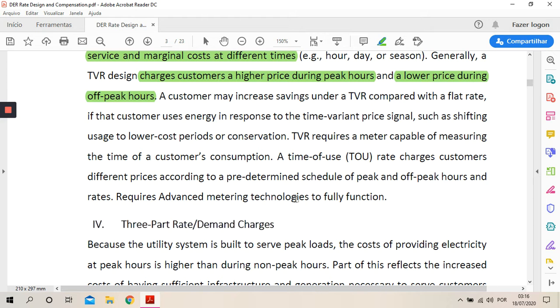A time of use rate charges customers different prices according to a predetermined schedule of peak and off-peak hours and rates. It requires advanced metering technologies to fully function. Okay, this is what I want to speak with you about, a time of use rate. And this requires advanced metering technologies. A time of use rate, TOU rate, requires smart meters. Otherwise, it is not going to be effective.